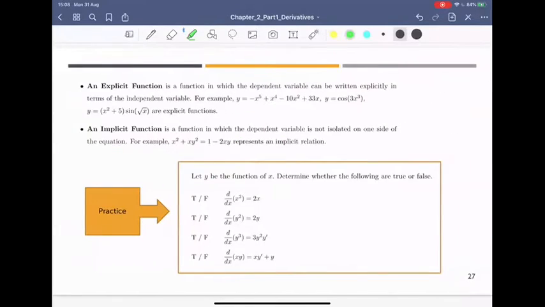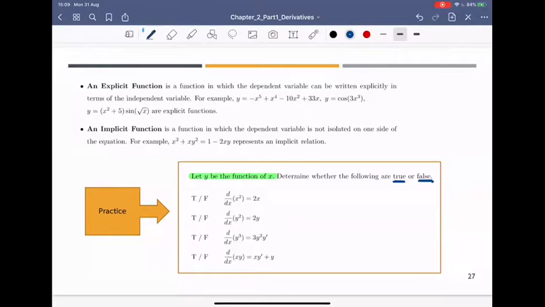Good. All right, so that is the definition of explicit and implicit functions. So I'm going to skip that part and let you read it by yourself. So we are going to look at the practice now. So let y be a function of x. I would love to check if you understand this or not. So let's answer: is this true or false? So the first one is easy. Differentiate x squared equals 2x.